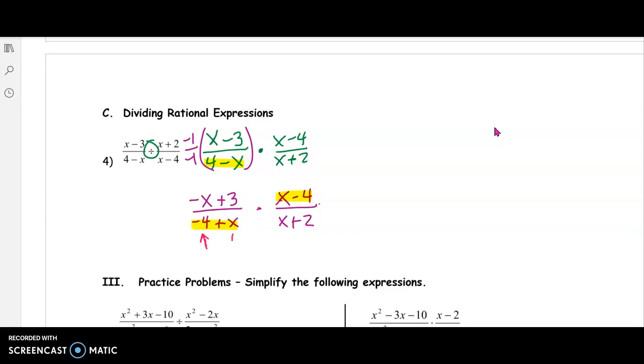Oh my goodness, sorry guys. If these two switched spots, it would look exactly like x minus 4. They are equivalent, which means that they can be canceled out as well because x minus 4 divided by x minus 4 is 1, leaving us with negative x plus 3 over x plus 2.